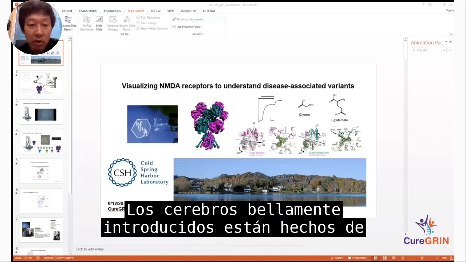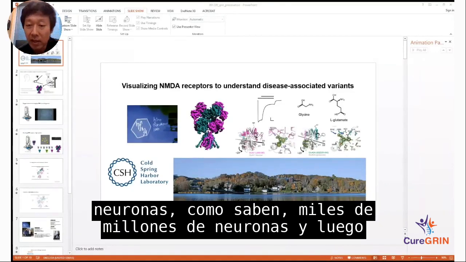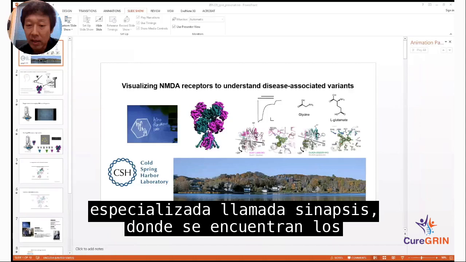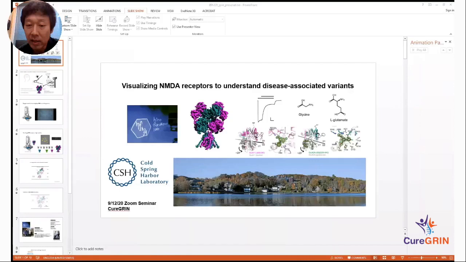As John beautifully introduced, brains are made out of neurons, as you know, billions of neurons, and they basically exchange information at the specialized junction called synapses, where NMDA receptors encoded by GRIN genes are located.